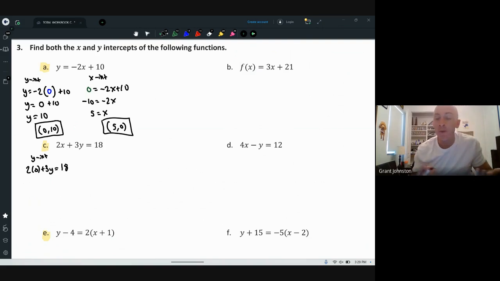So 2 times 0 is 0. So this is just going to be 3y equals 18. Divide by 3, y equals 6. So (0, 6) will be my y-intercept.